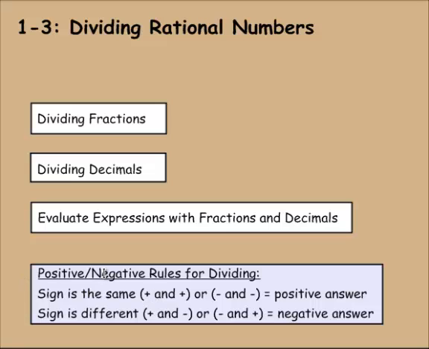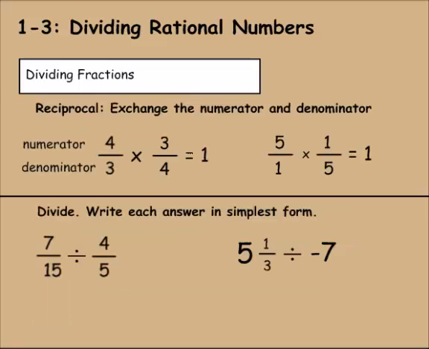Just a reminder of the positive and negative rules for dividing. When the signs are the same, a positive and a positive, or a negative and a negative, you're going to get a positive answer. And when the signs are different, a positive and a negative, or a negative and a positive, that'll give you a negative answer.